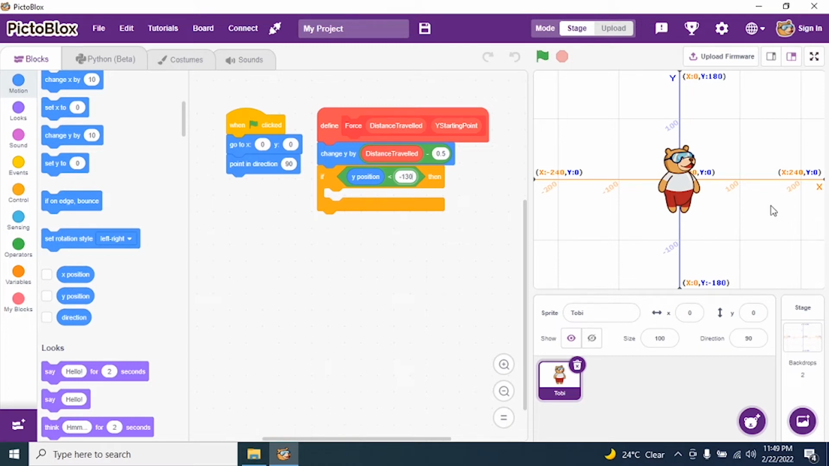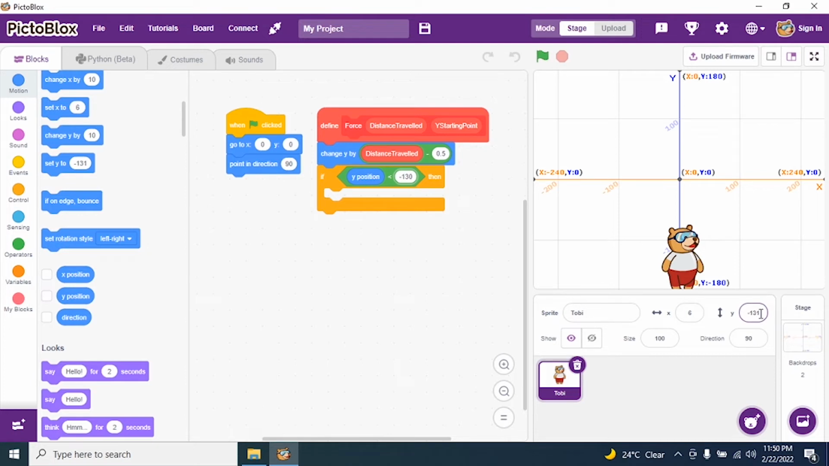Say suppose this is my graph. We have x axis, y axis. So minus will be at the bottom, right? And towards the top we have positive values. So minus will be down. My Toby is in the center, x axis 0, y axis 0. That means my Toby is in the center. So I will bring my Toby to the bottom.